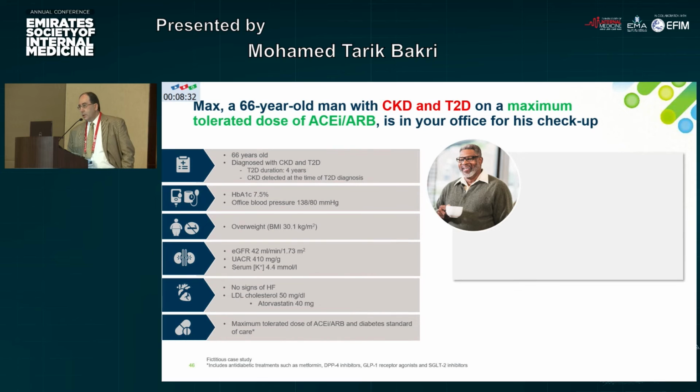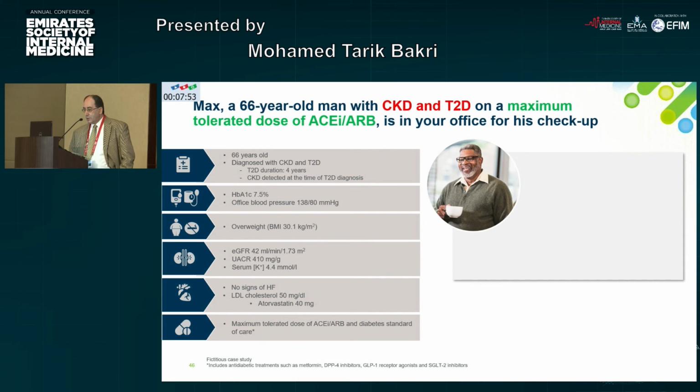So I will finish with a practical case, which I think we see every single day in our practice. This patient is 66 years old, diagnosed with CKD and type 2 diabetes, duration 4 years. His CKD was detected at the time of type 2 diabetes diagnosis, which is very common, where the patient can come with type 2 already with complications. Hemoglobin A1C is above 7%, but it's not that bad. Office blood pressure is 138 over 80.